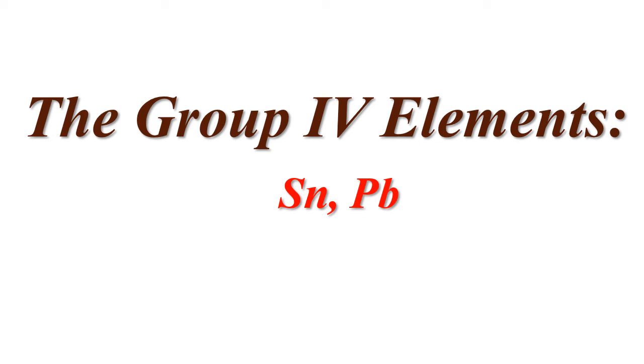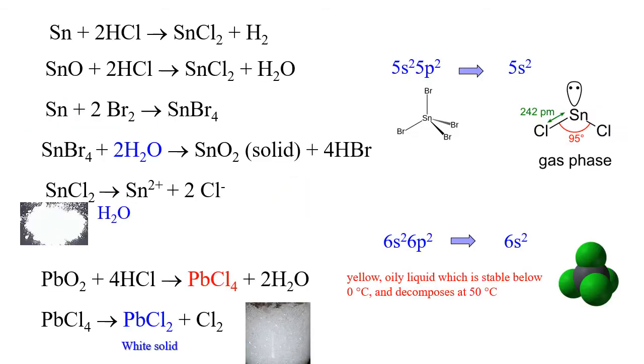Now we'll look at compounds of two metals of group 4, that are tin and lead. Tin easily reacts with hydrochloric acid to make SnCl2, tin(II) chloride, and water and hydrogen. Tin oxide will react with HCl to make SnCl2 and water.